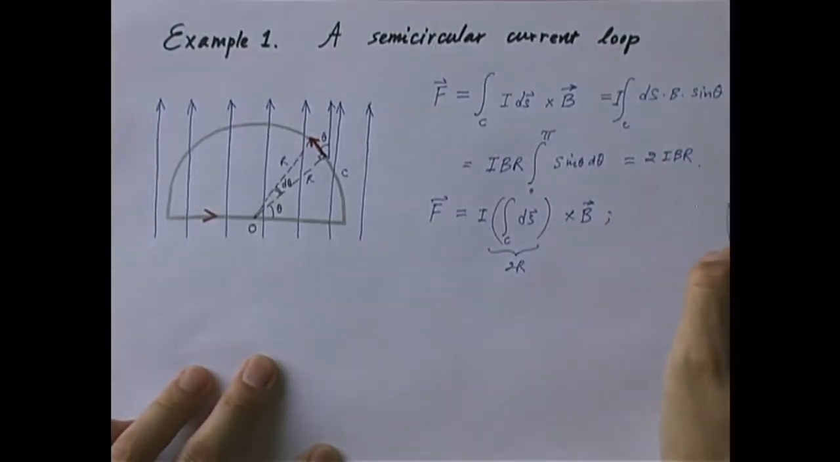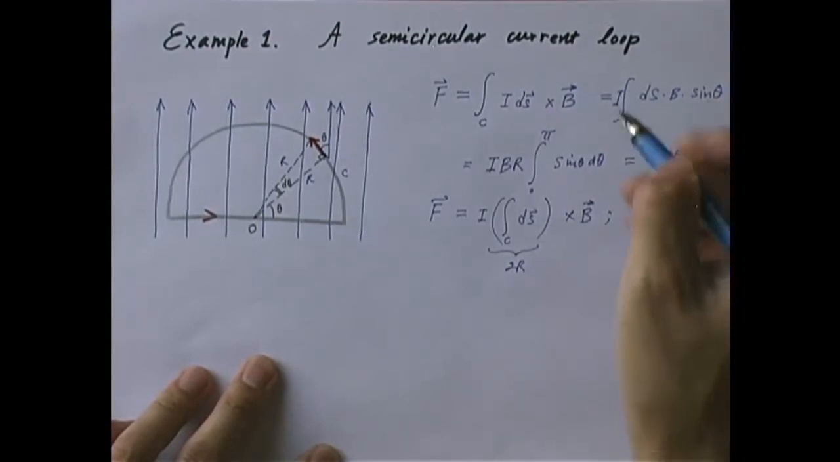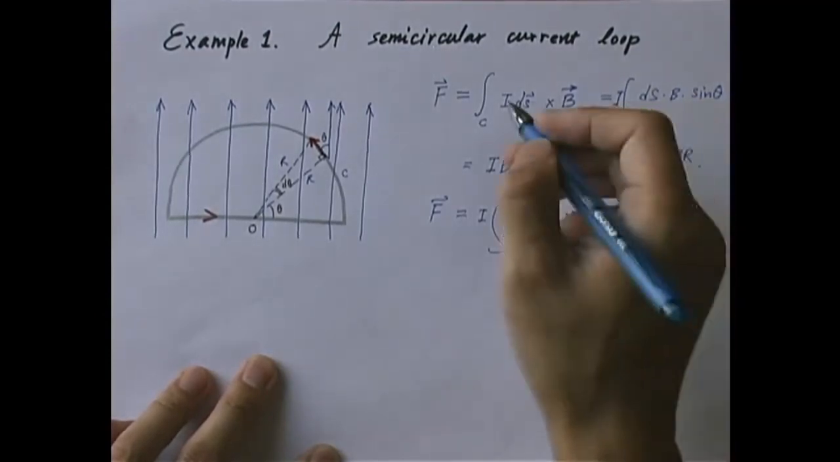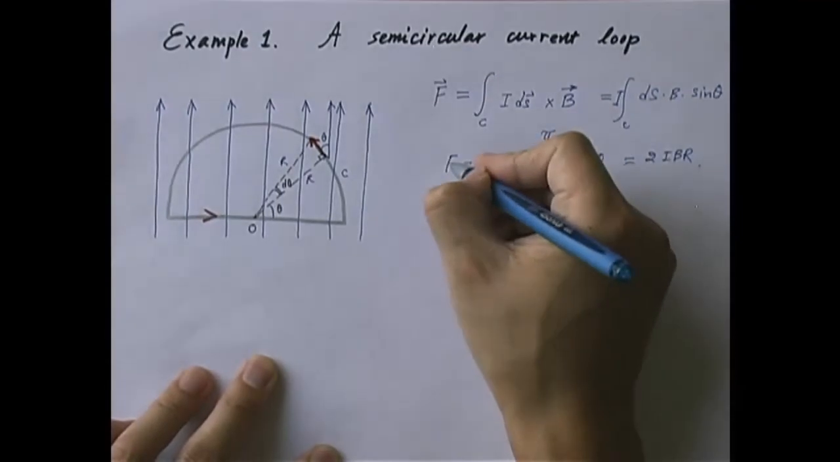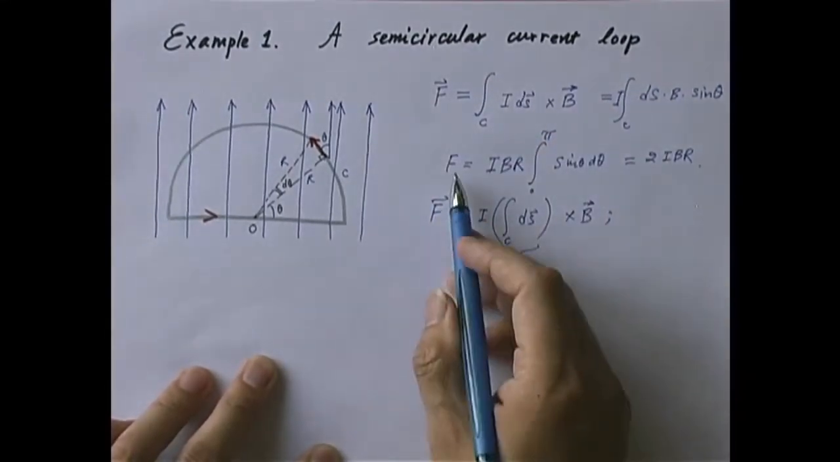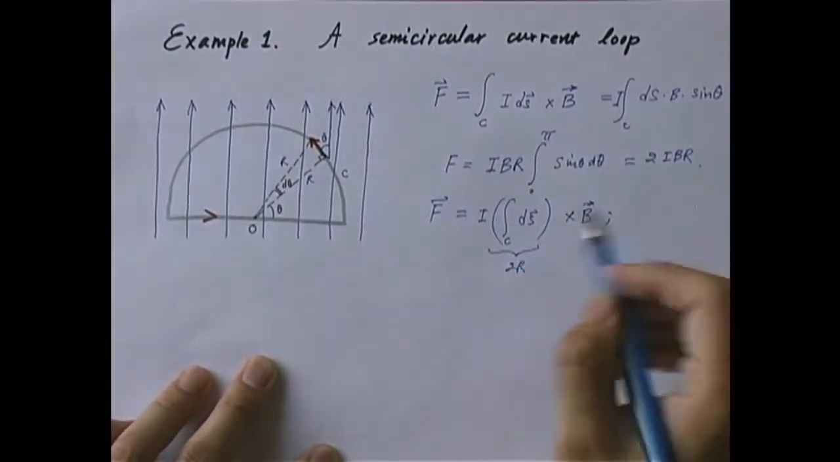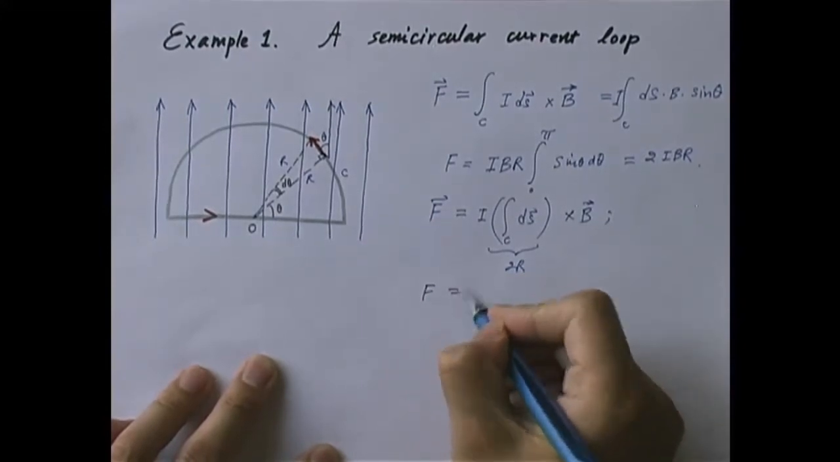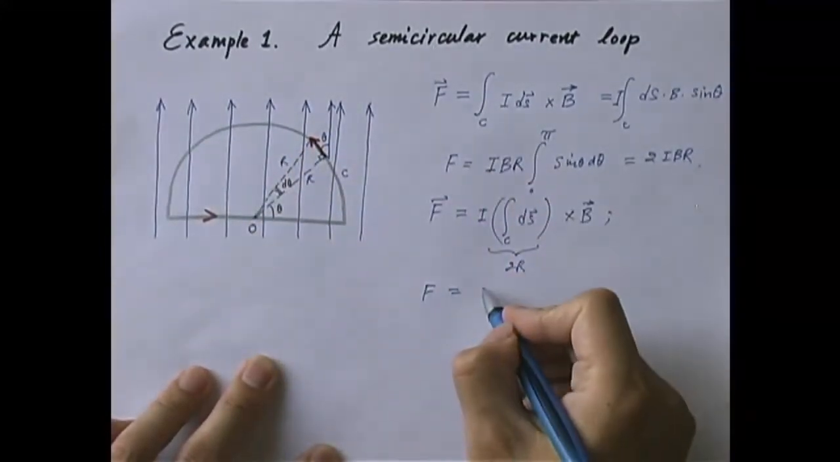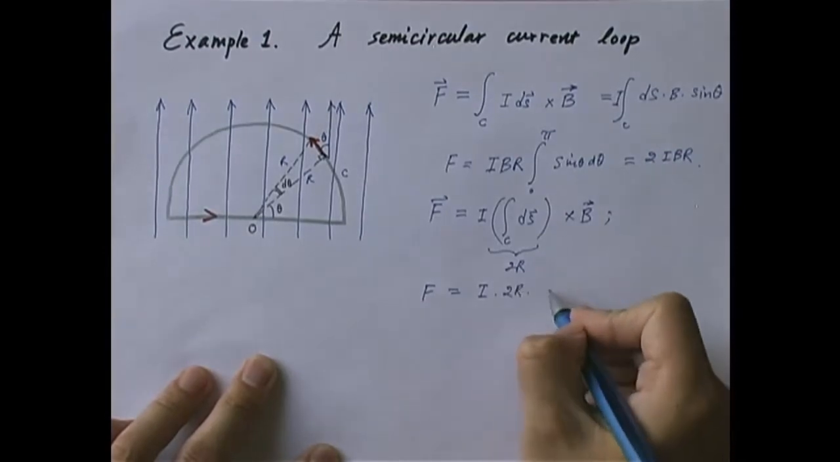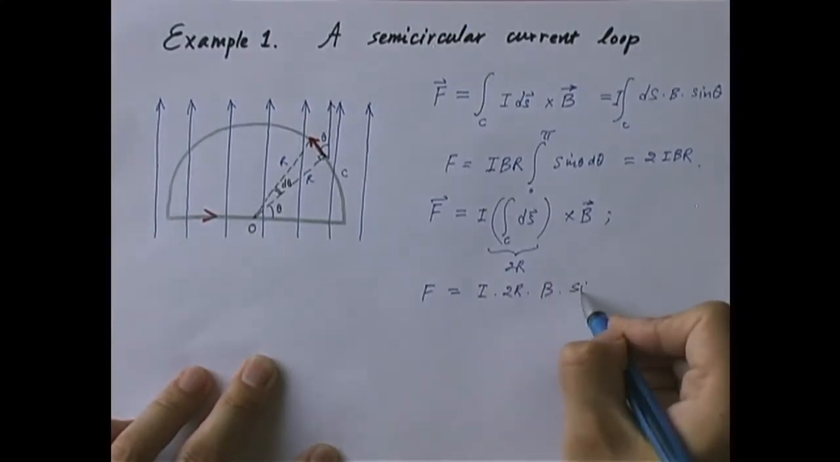As far as the force is concerned, I should be more careful here. I should write just the magnitude itself, because that's just the magnitude. So as far as the magnitude of force is concerned, we know the direction is pointing inward. The magnitude will be I times 2r times B times sine 90 degrees.